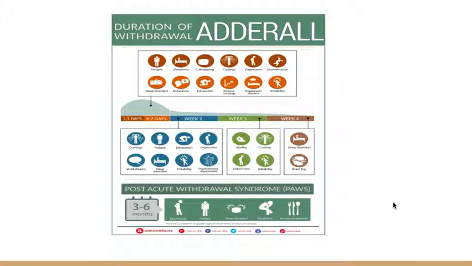So, the withdrawal of Adderall. We can see here in the first few days and then the following at the end of the week, there are specific symptoms that the user will experience, such as fatigue, cravings, depression, irritability, sleeping disorders, and exhaustion.